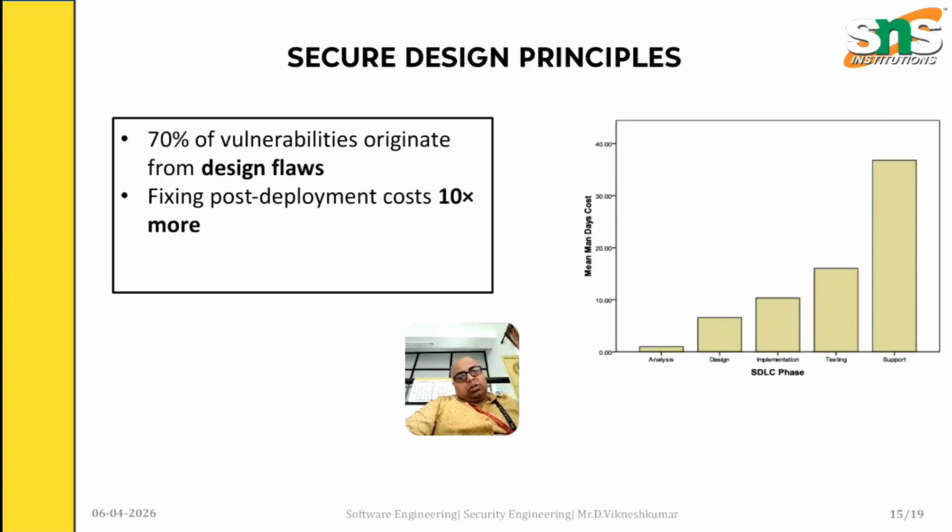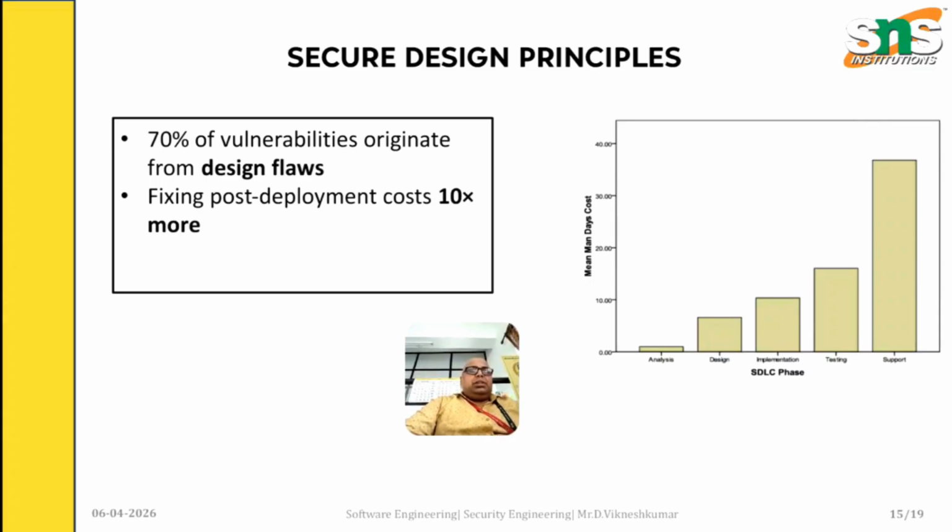From the graph you are going to have the minimum, maximum, and quartile. In the secure design principle, we have a minimum for analysis, compared to design, which is slightly higher. Implementation is slightly higher than design, and testing is slightly higher still. Moreover, the support stage is the highest, where the secure design principle should be used.